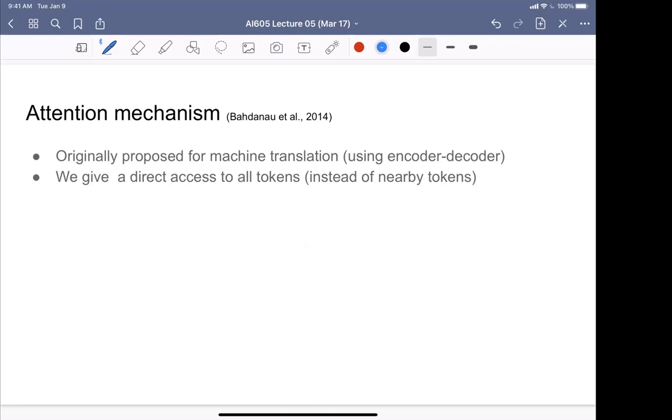The main idea of the attention mechanism is that we want to give every token direct access to all tokens instead of just nearby tokens. Because in RNNs or LSTMs, every hidden state directly depends only on the previous time step. That simplifies the model architecture. But because of that, whatever you want to convey from a long-distance token has to go through several layers of RNNs or LSTMs, and your information might get distorted or very corrupted. That's really the long-term dependency problem. So what the attention mechanism gives us is direct access.